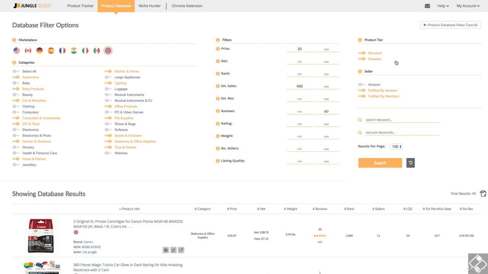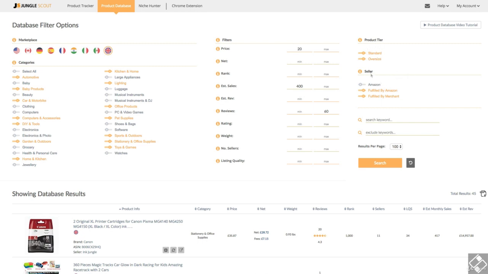Moving over to the far right here, we have the product tier. Now then, you can pick oversized or standard. Bearing in mind, Amazon charges you more, obviously, for your products to be oversized. Once they get to a certain size, they go into the bracket of oversized. And you can deselect those if you want to and just have standard, or you can just select both. I just select both, but it's entirely up to you on that one.